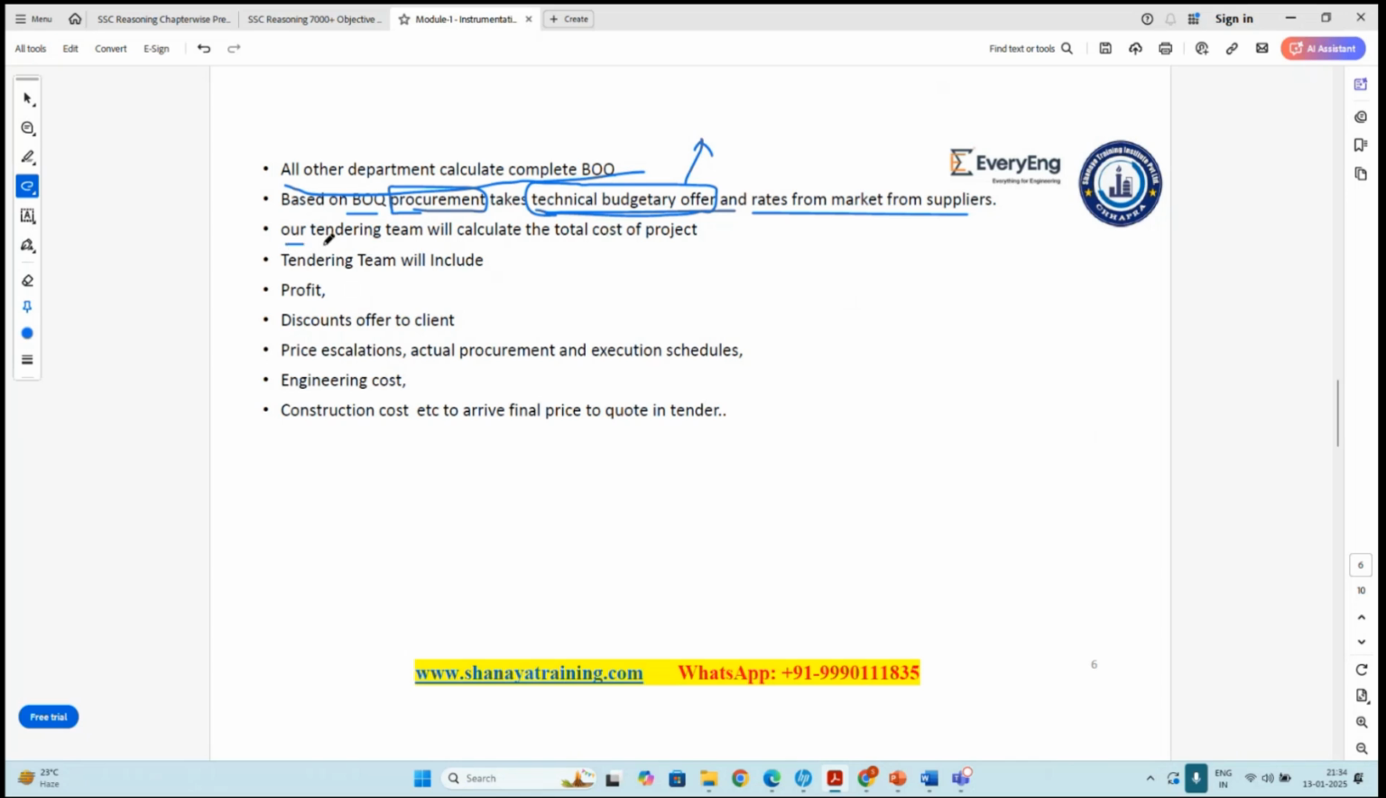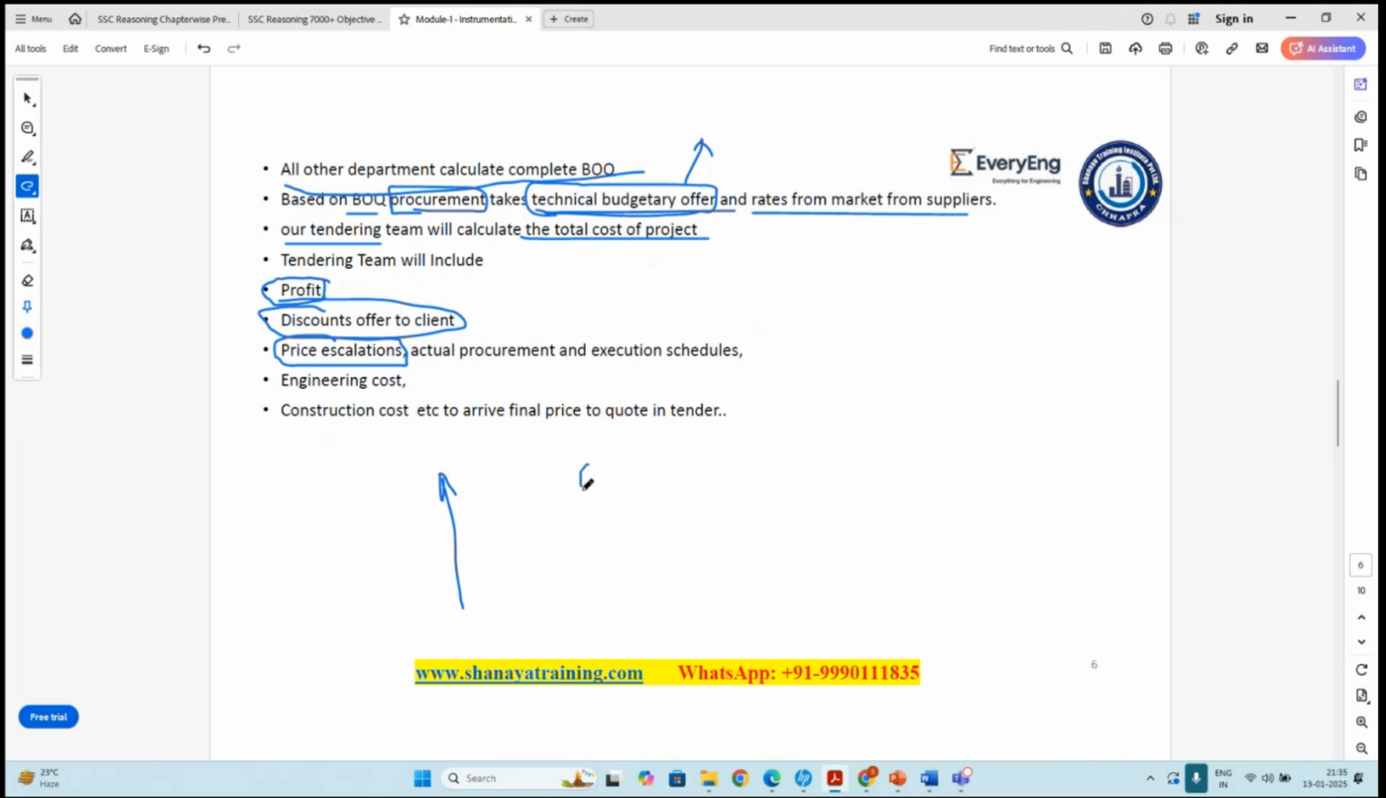Our tendering team will calculate the total cost of the project. How will they calculate it? The tendering team will include the profit margin in the project. They will include a discount offer to the client. They will include price escalation. What is price escalation? Price escalation means the price which is going to rise in the future for any material.